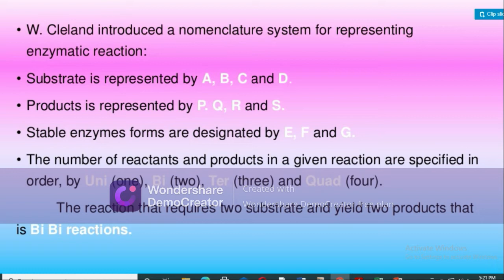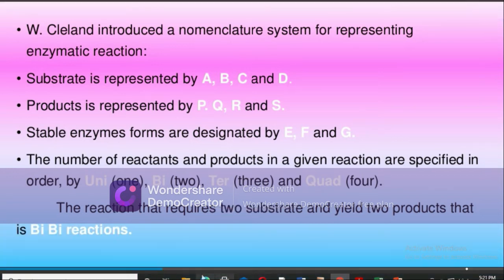Then the number of reactants and products in a given reaction are specified in order. So like uni means 1, bi 2, ter 3, and quat 4. So the reactions that require two substrates and yield two products are called bi reactions. So that is what we are going to look at for the purpose of this class.